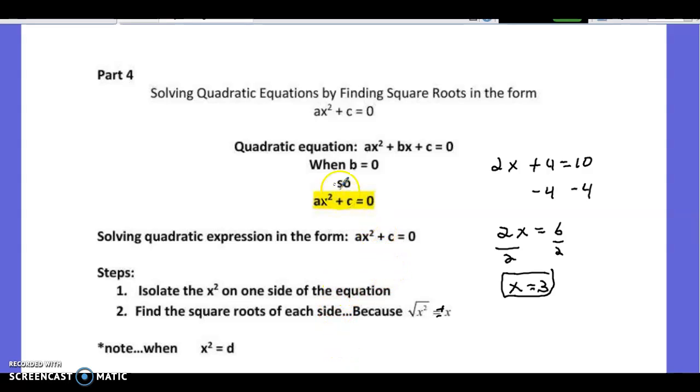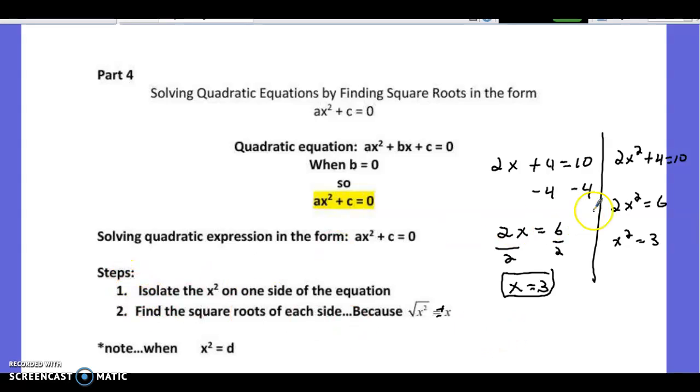Now, when we're dealing with squares, we can take it one step further. So if I take this same problem and I say 2x squared plus 4 equals 10, then I subtract 4 from both sides, so I get 2x squared equals 6 again. Divide by 2, x squared equals 3. Now I'm at that step 1. You isolated x squared by itself.